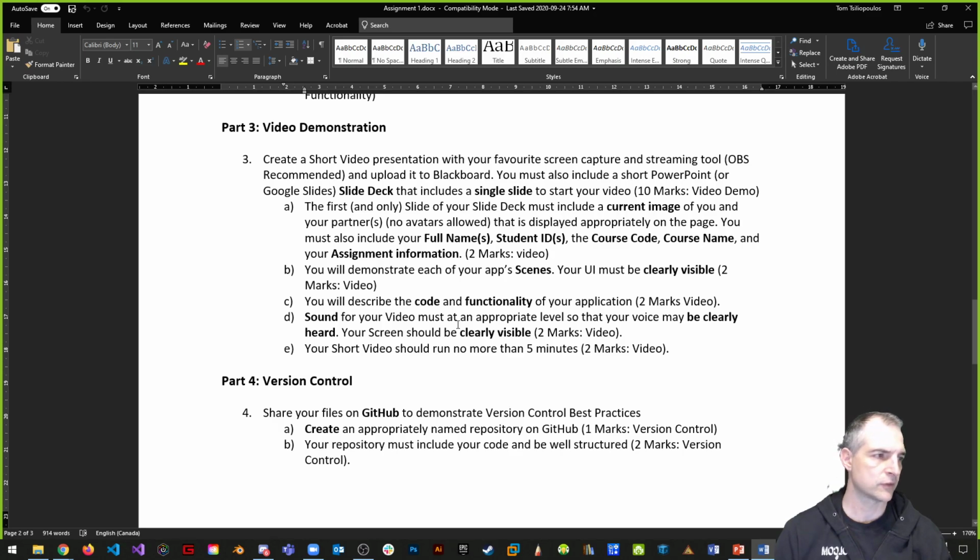I don't expect the videos to have post-processing effects. They don't have to be perfect in any way. What I do expect is that I can clearly see your screen. Okay, so your screen must be clearly visible. I need to be able to clearly hear each of the presenters. If I can't do those two things, then the video is pretty much useless. Okay, so can't hear you, can't see it, there's no need for the video.